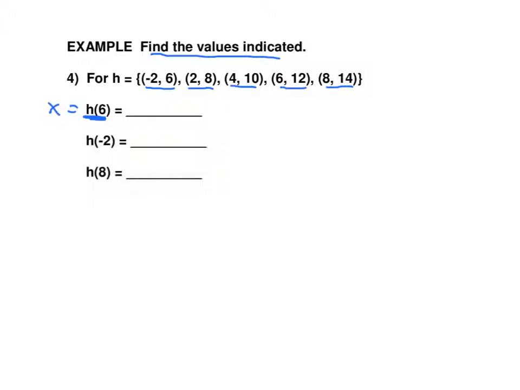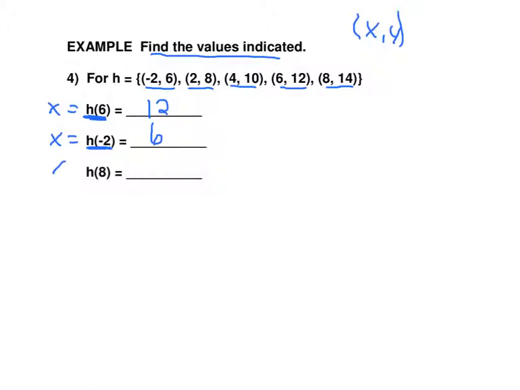So it's asking you to find y, find the value when h is 6, when x is 6. Now remember, ordered pairs are listed this way, x and y. So where in this list would x be 6? X would be 6 right here. So when x is 6, then your y would be 12. Same thing here. So here, h of negative 2, that means when x is negative 2, what is y? So if we look at the list, here we have x is negative 2, so then y is 6.